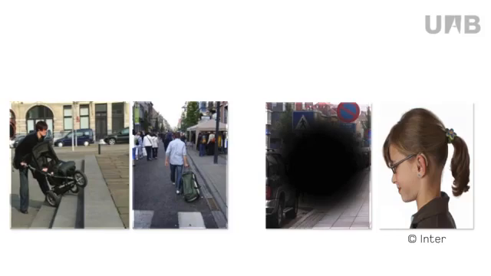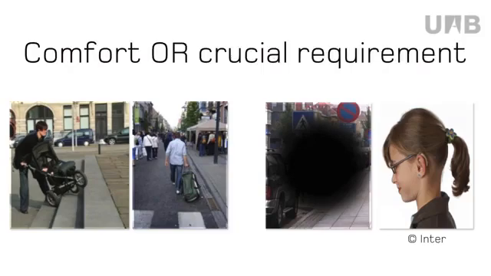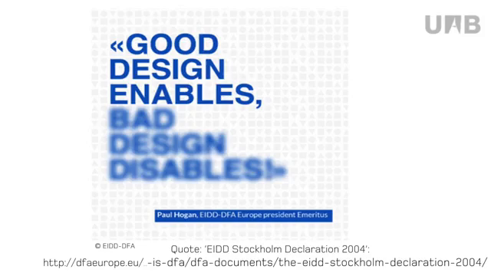However, depending on the person you ask, accessibility of a venue is either just comfort or a crucial requirement for participation in everyday life. The slogan, "Good design enables, bad design disables," of the EIDD Design for All Europe network holds also true for venue accessibility. This means that we have to create an accessible environment from the start, without later improvements.